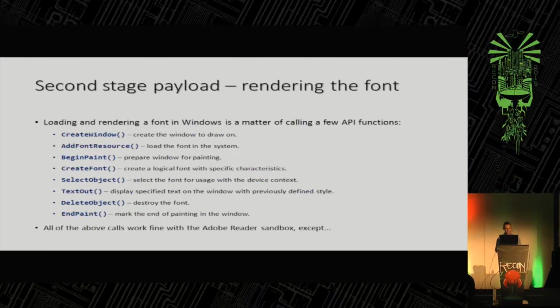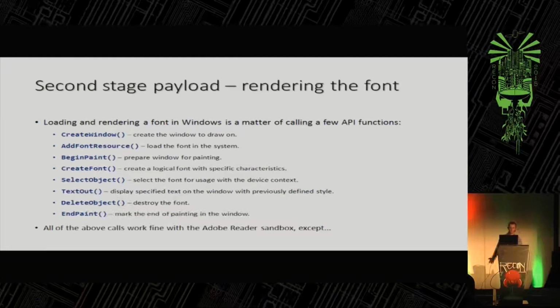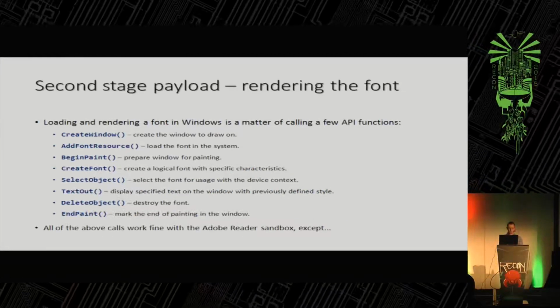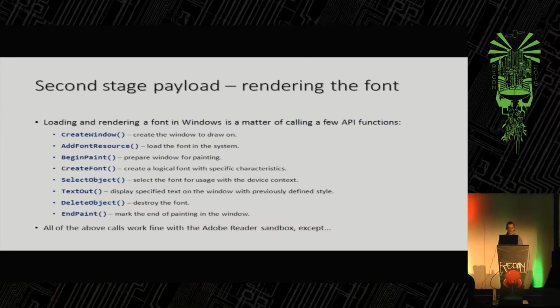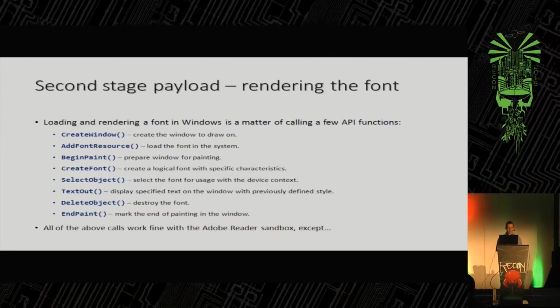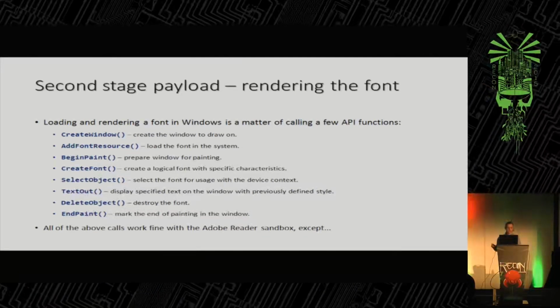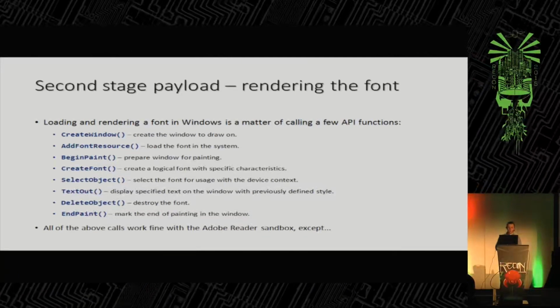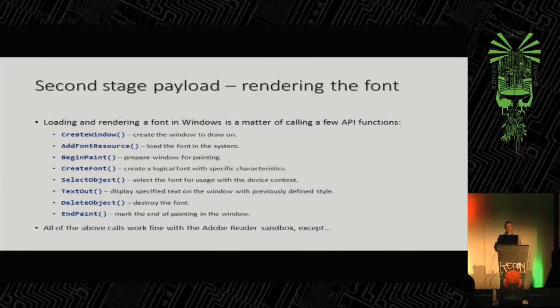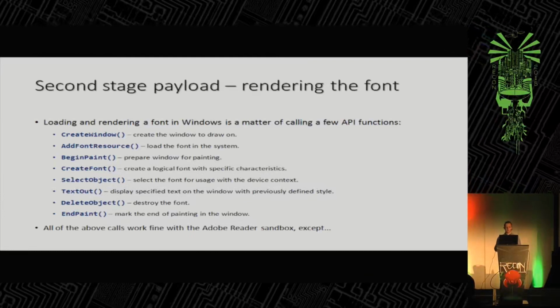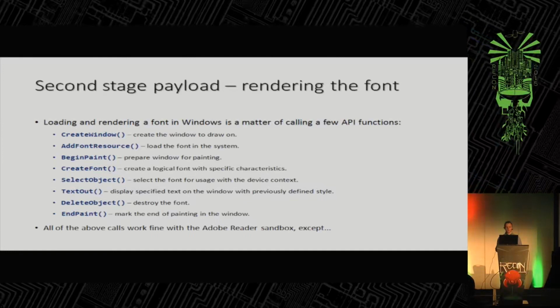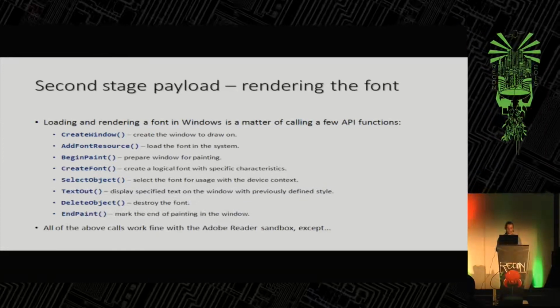So about rendering the font, because in order to attack ATMFD to trigger the vulnerability, you actually have to render the font, or at least try to get it rendered. So this requires several API calls to achieve, such as creating the window, then loading the exploit font into the system, creating a handle to the font, selecting it, and then finally drawing some text using that font.